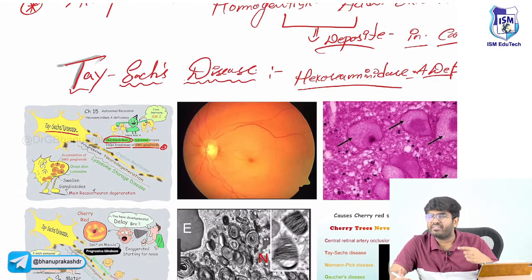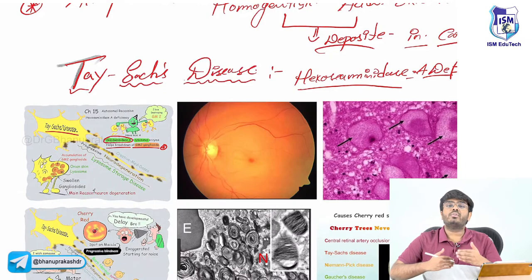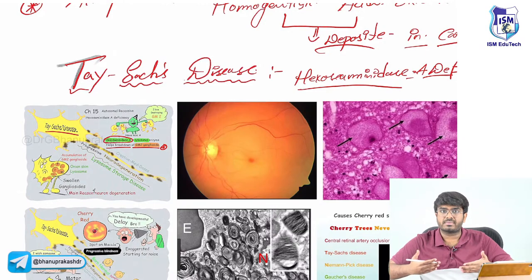If hexosaminidase A is deficient, do you think GM2 gangliosides are going to be converted? Are they going to be broken down? No. So GM2 gangliosides will start to accumulate inside the lysosomes. Now let me show you.